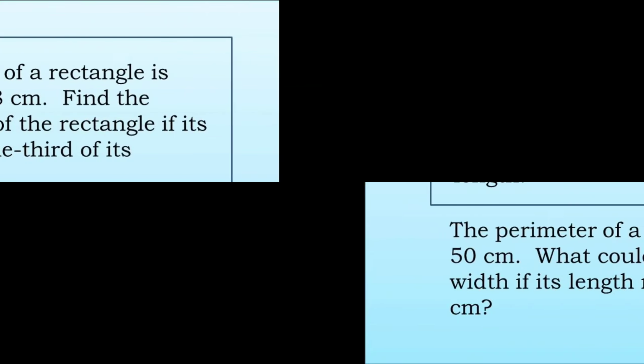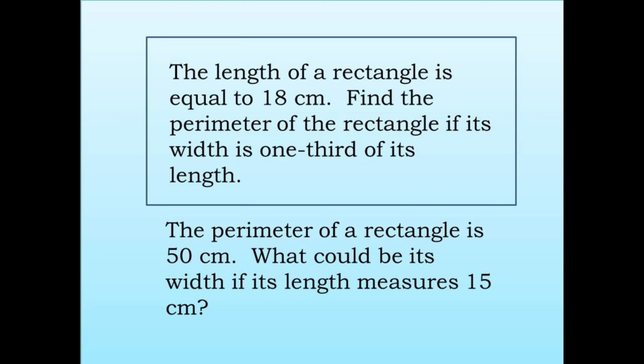On the other hand, if you give these questions: 1. The length of a rectangle is equal to 18 centimeters. Find the perimeter of the said rectangle if its width is 1/3 of its length. Or, the perimeter of a rectangle is 50 centimeters. What could be its width if its length measures 15 centimeters? These are considered to be problems for the students.